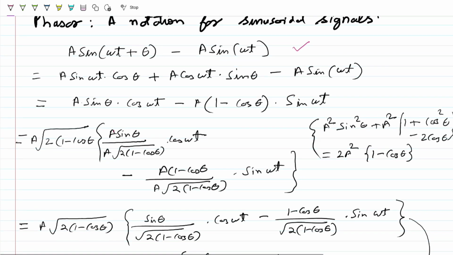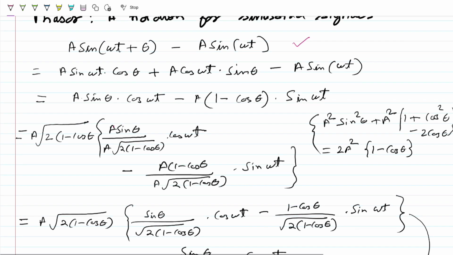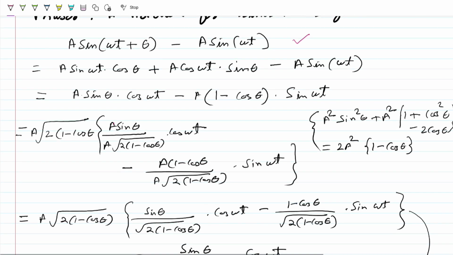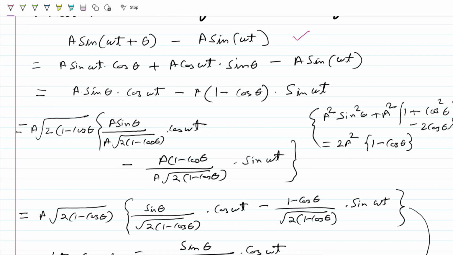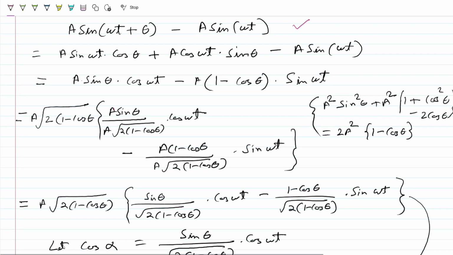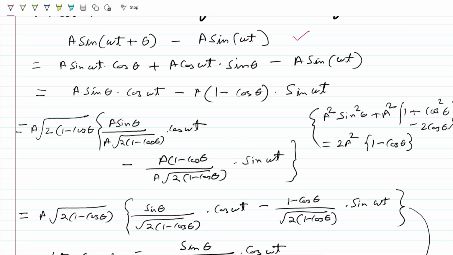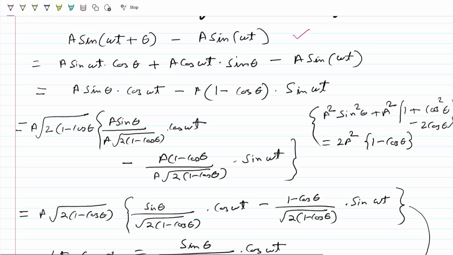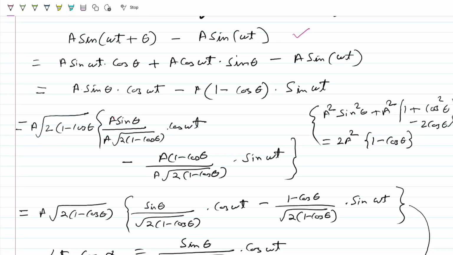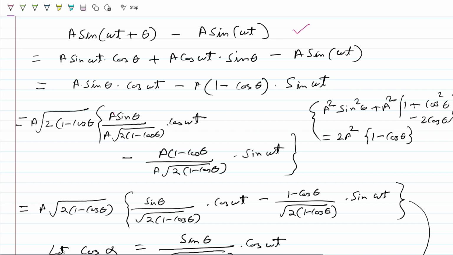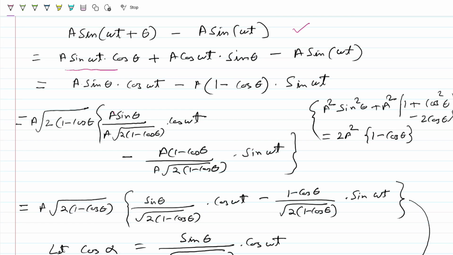There are some details related to the calculation, but that is not really important here. It's just a motivation of why a phasor notation is a convenient way to represent sinusoidal signals. So let's walk through the calculation once. If we have a sine omega t plus theta, we can expand it into a form like this: a sine omega t cos theta plus a cos omega t into sine theta. And then taking the common terms, this can be represented by this equation here.